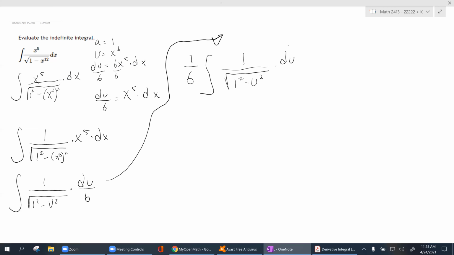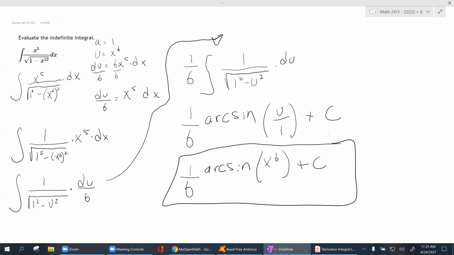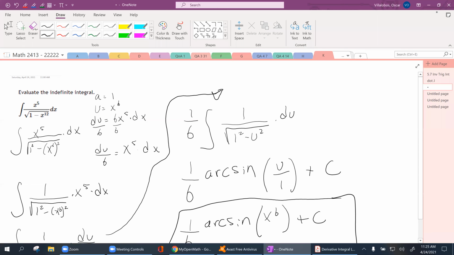This is our third one we've been doing. So I know this is arc sine, and there's a reason why I'm doing these. So this is 1 over 6 arc sine of u over a, where a is just 1, plus C. But I know what u is, right? u is just x to the 6. So in other words, my answer here would be 1 over 6 arc sine of x to the 6th over 1, which is x to the 6 plus c. And that there would be my final answer.